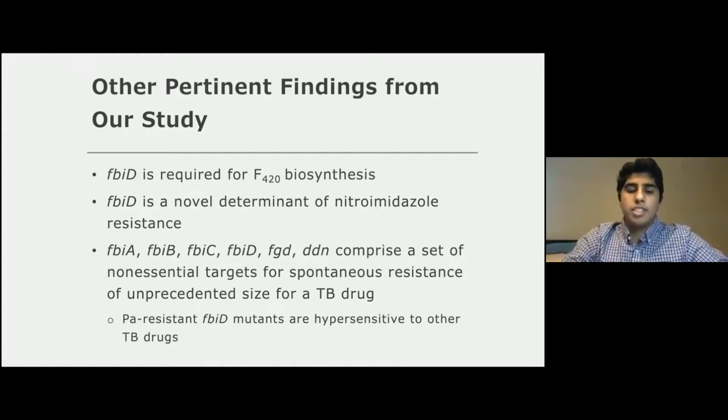And of particular interest, and what motivated my previous experiments and my future experiments, was that pretomanid-resistant fbiD mutants were hypersensitive to other tuberculosis drugs. And so what that means is that even if these mutants were resistant to pretomanid and delamanid, they were extra sensitive to other tuberculosis drugs. So ideally, if we could then combine that pretomanid with some other drugs that the mutant was hypersensitive to, that could then create a very effective cocktail of drugs used to fight these multi-drug-resistant clinical strains that exist today.